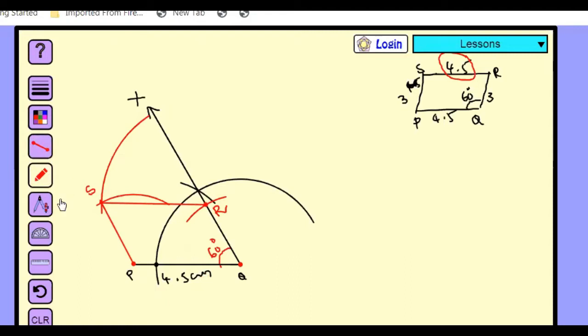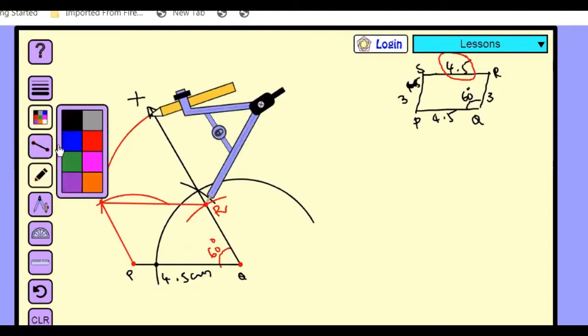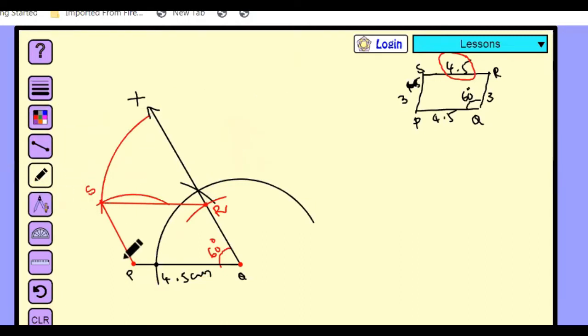Now label it. PS length is 3 centimeters, QR is 3 centimeters, and SR is 4.5 centimeters. It is the required quadrilateral.